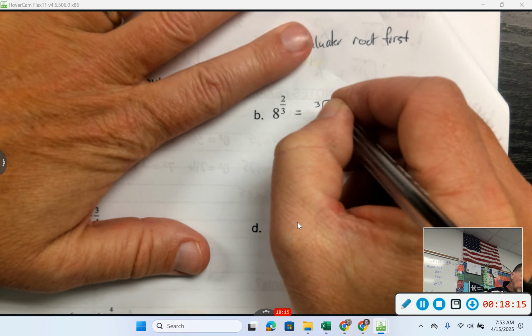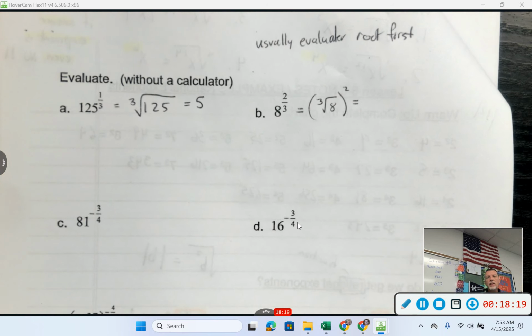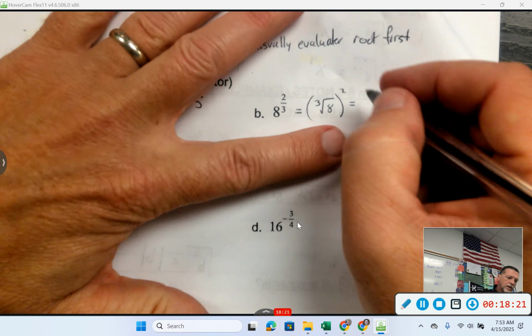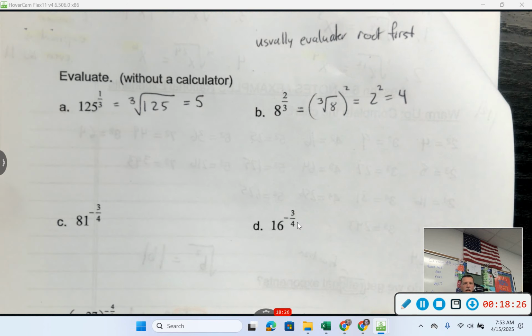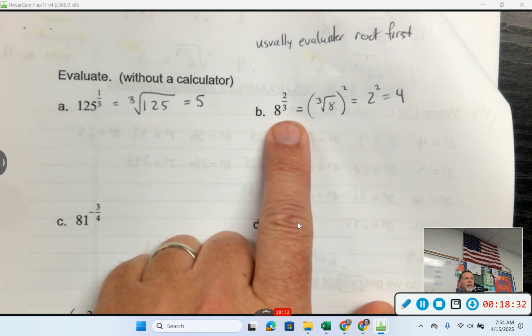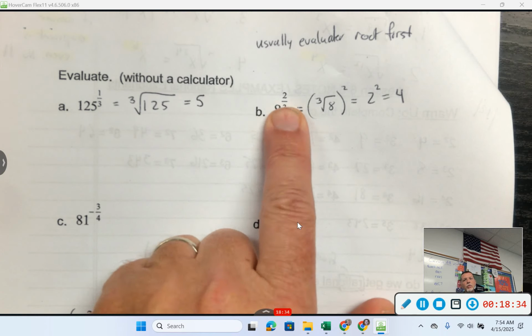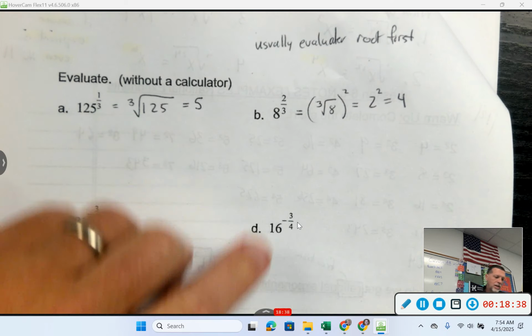So the cube root of 8 squared. Now, the cube root of 8 is 2. 2 squared is 4. That's the root first method. And again, once you do a bunch of these, some of you will do all of that in your head. You'll be like, cube root of 8, that's 2. 2 squared is 4. I don't need to write any of that. That's okay, just be careful.